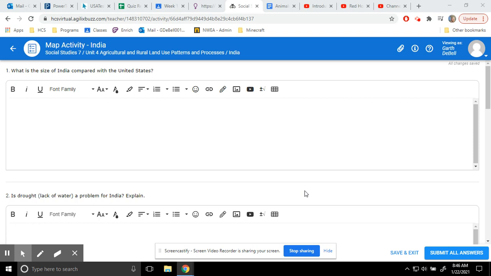Hey, ladies and gentlemen. So today we're going to be working on India's map activity for our agriculture and rural land use patterns and processes unit.